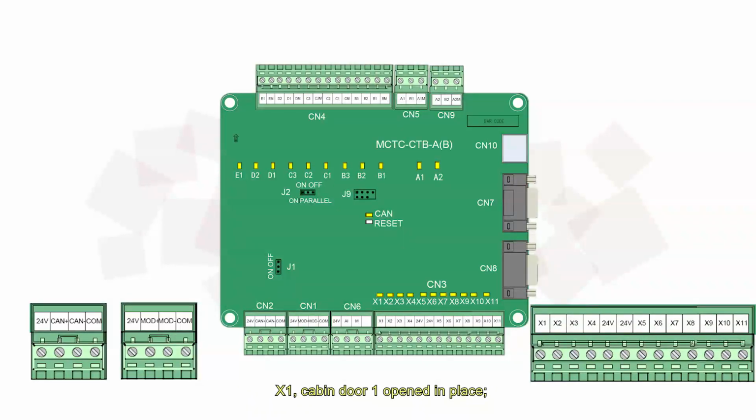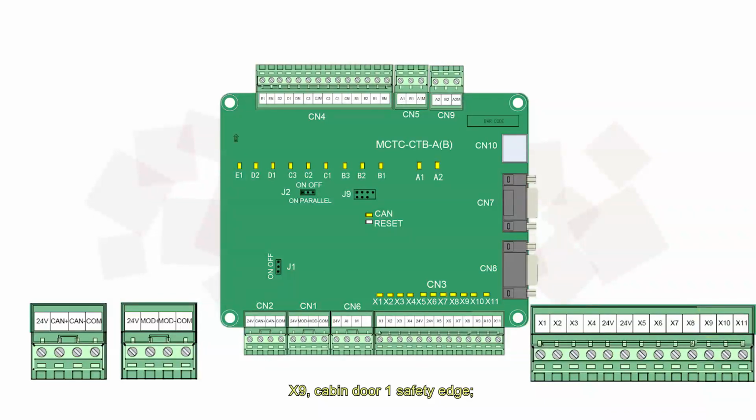X1, cabin door 1 opened in place. X2, cabin door 1 closed in place. X3, cabin door 1 light curtain. X4, overload signal input, 110%. X5, full load signal input, 100%. X6, light load signal. X7, leveling switch upper switch. X8, leveling switch lower switch.